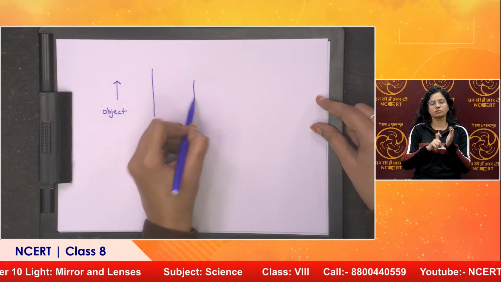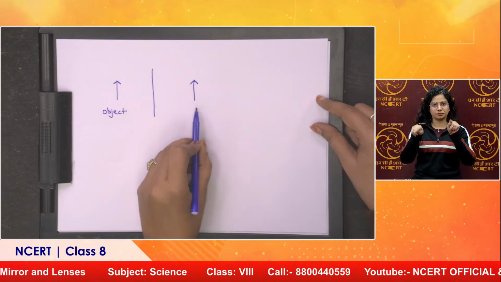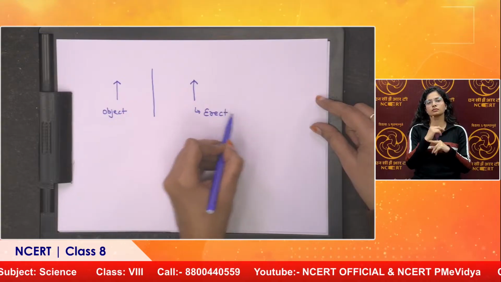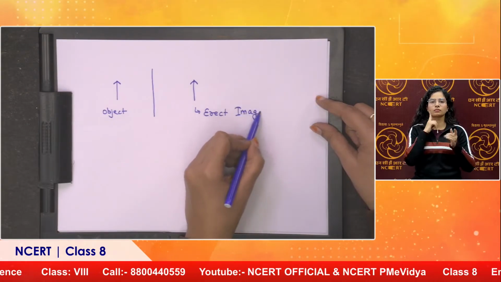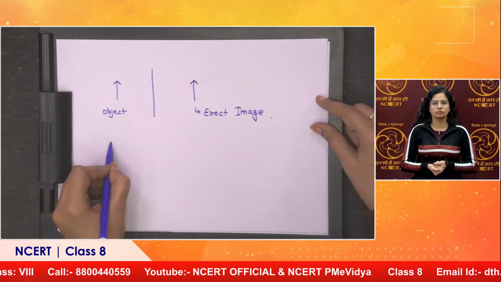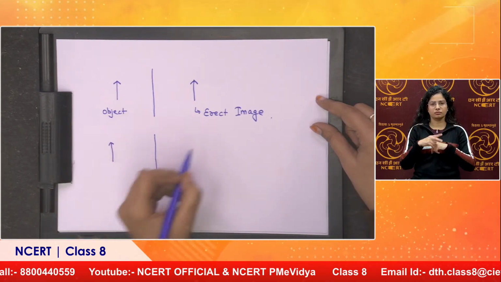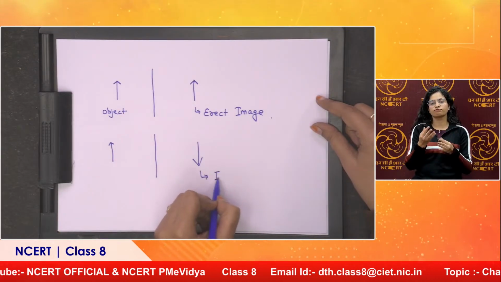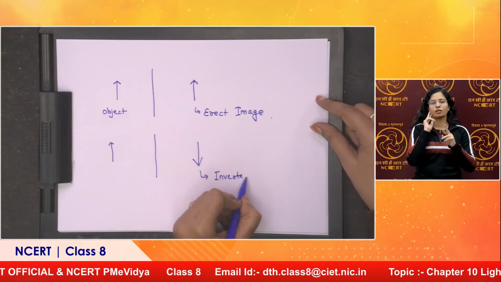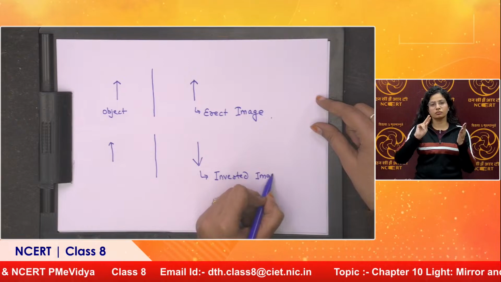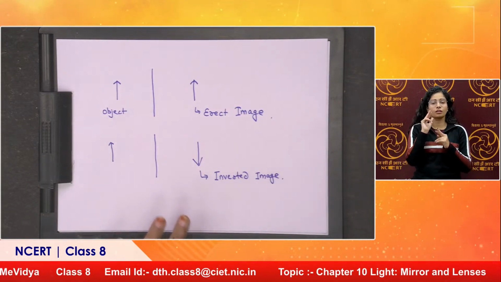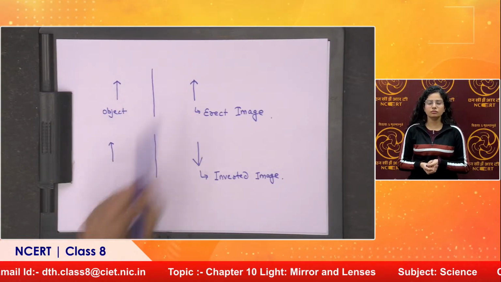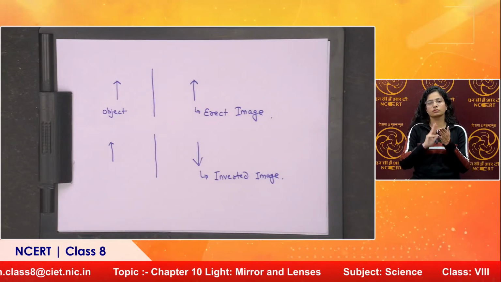If the image is upright, then it looks like this. This is also called an erect image. There's one more condition wherein the object is like this and the image formed is upside down. This image we call an inverted image. So we should be ready with the vocabulary so that when it comes later in the chapter, we know what it means. If the image is like this, it is an erect image, and if it is upside down, it is an inverted image.